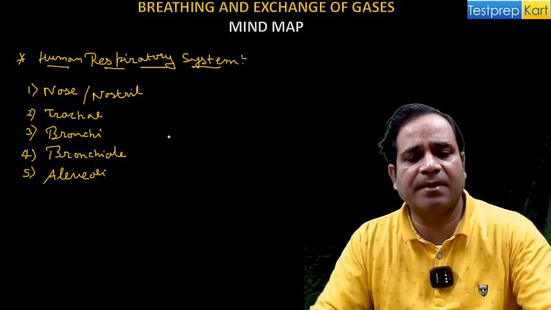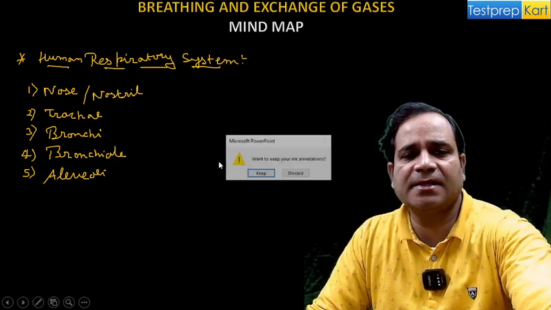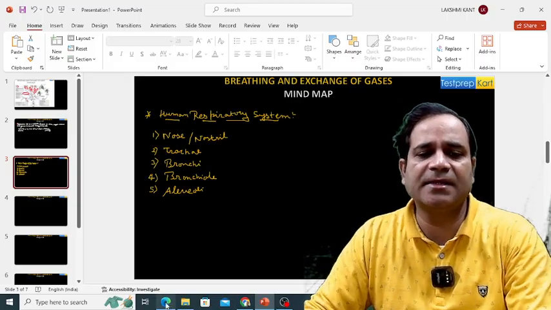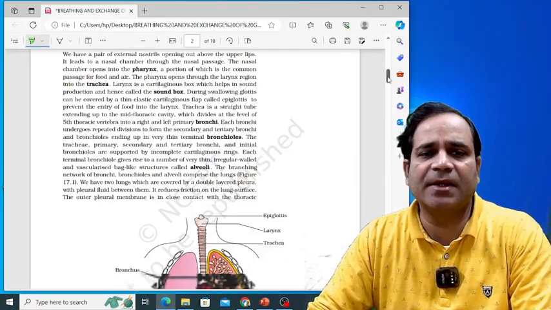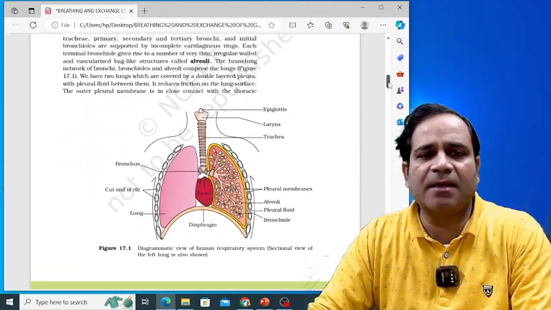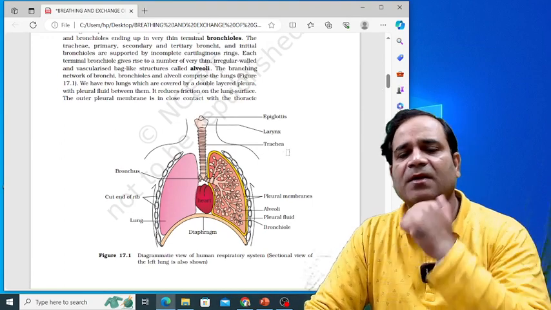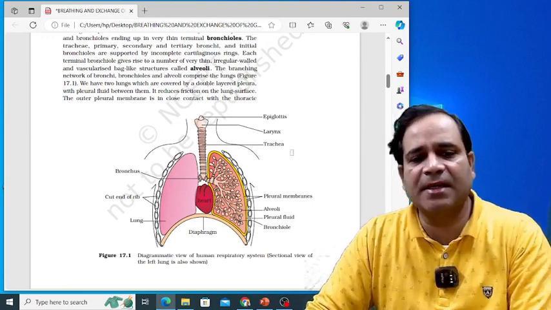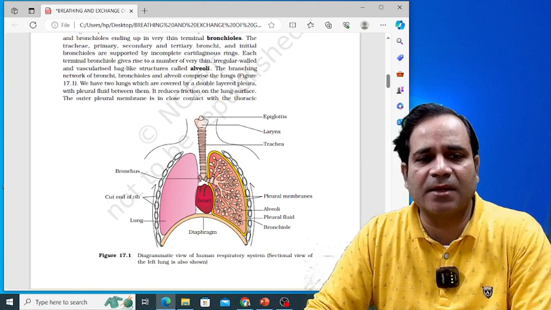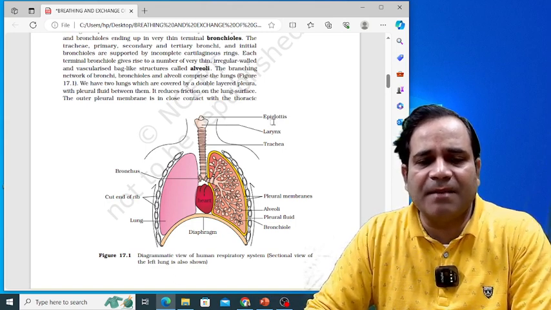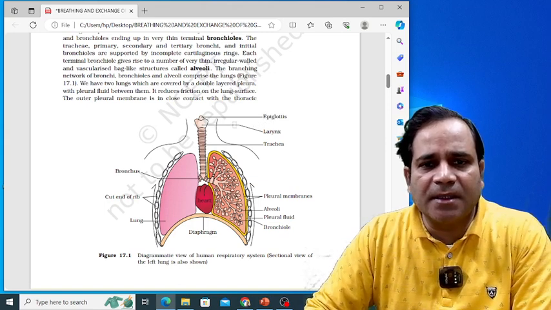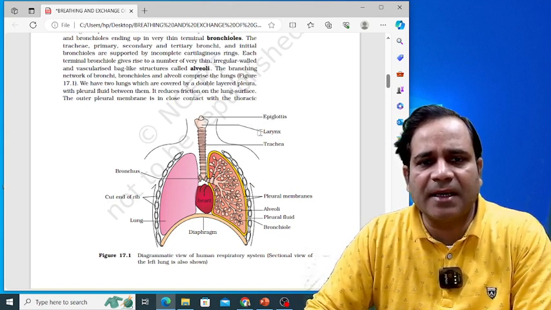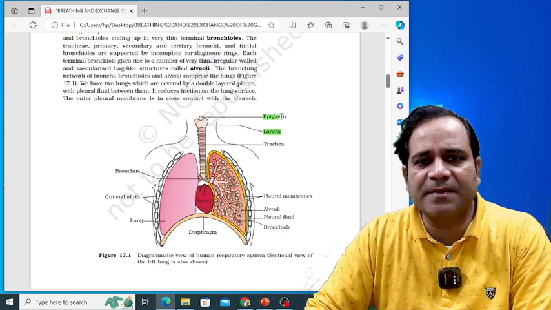Let's see with the help of the diagram also, which is given in NCERT. Okay, let's see what diagram is given here, my dear. This one is the diagram of the human respiratory system, a diagrammatic view of the respiratory system. A sectional view of the left lung is also shown here. This one is the epiglottis, the opening which covers the larynx. This one is the larynx, my dear, and this one is the epiglottis.